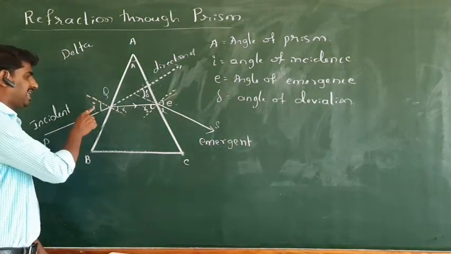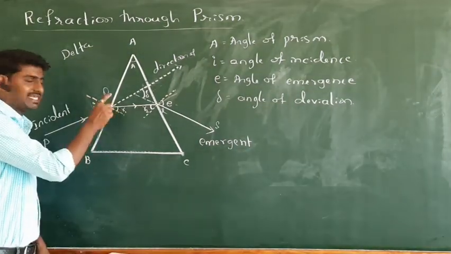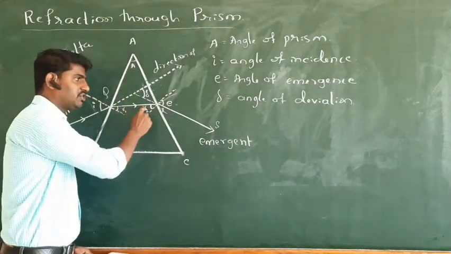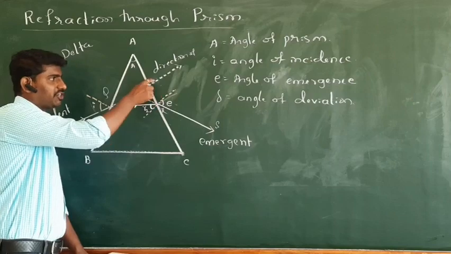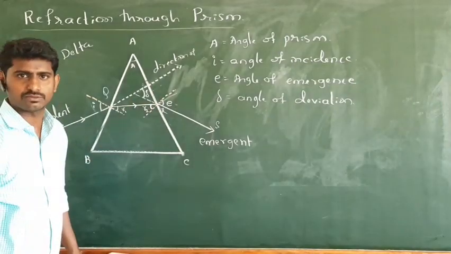So how do you say it? As the angle I changes, R1 changes. As R1 changes, R2 changes. As R2 changes, E changes. As E changes, this angle changes. This is nothing but the angle of deviation.